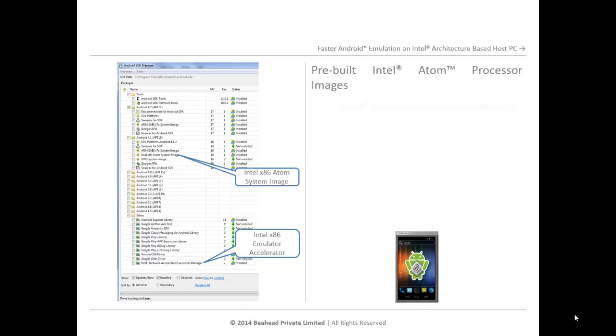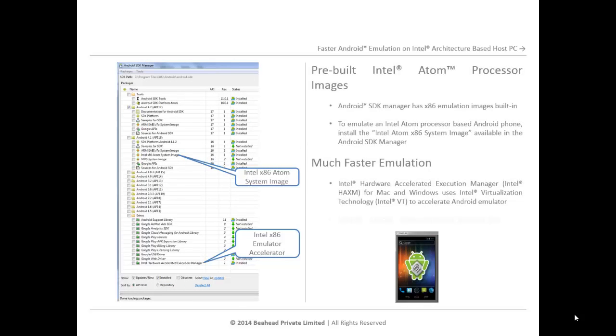So just to give you a brief introduction, Intel HAXM, or Intel Hardware Accelerated Execution Manager, is a hardware assisted virtualization engine that uses Intel virtualization technology to speed up Android app emulations on the host machine. So the base requirement here is the machine should be running on an Intel processor.